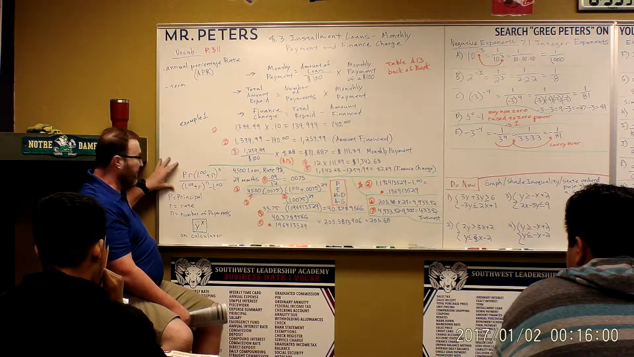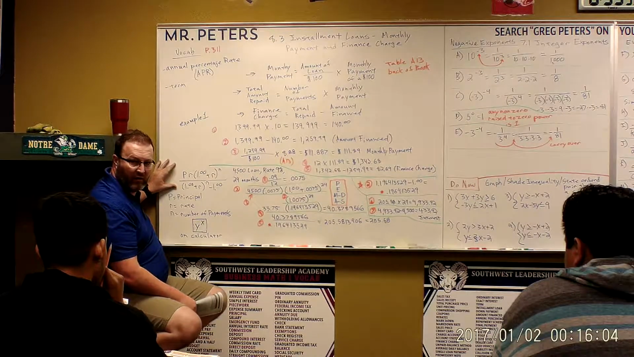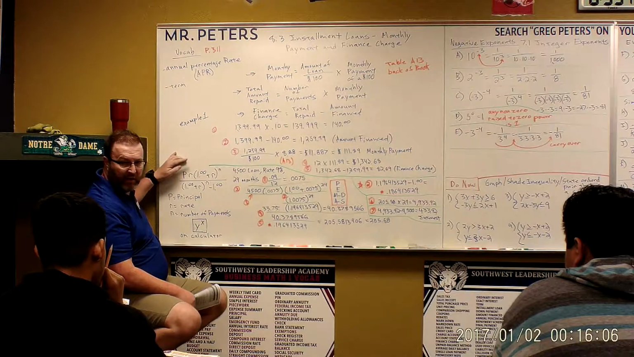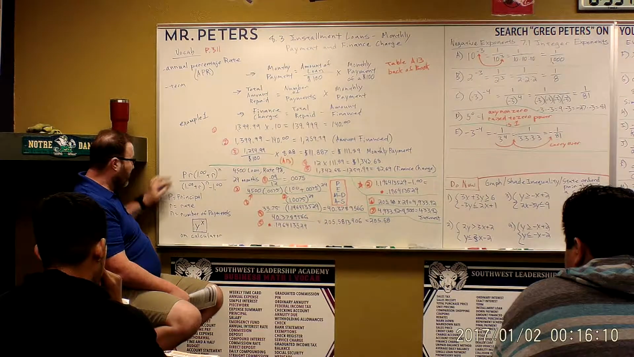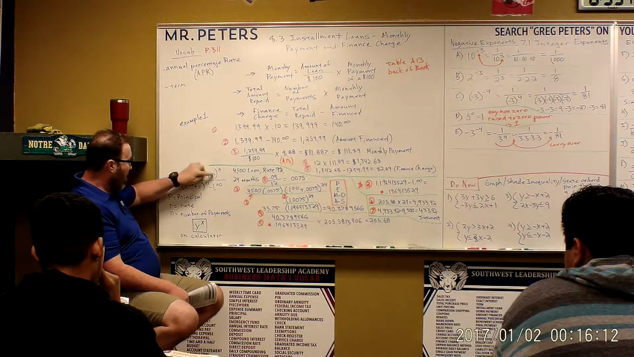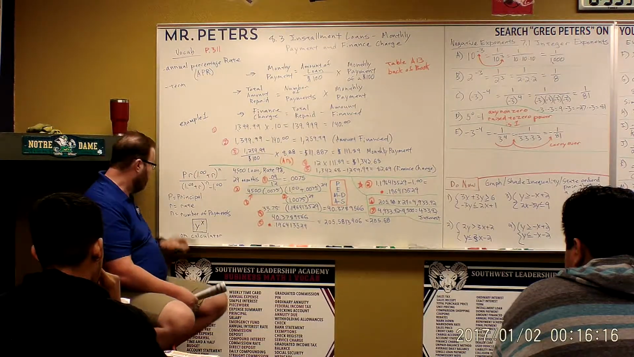Now you may look at that and say, oh gosh, this is Greek. It's really not that hard. Okay? These letters mean something. So I wrote that down here. P stands for principal. R stands for rate. N stands for the amount of payments.